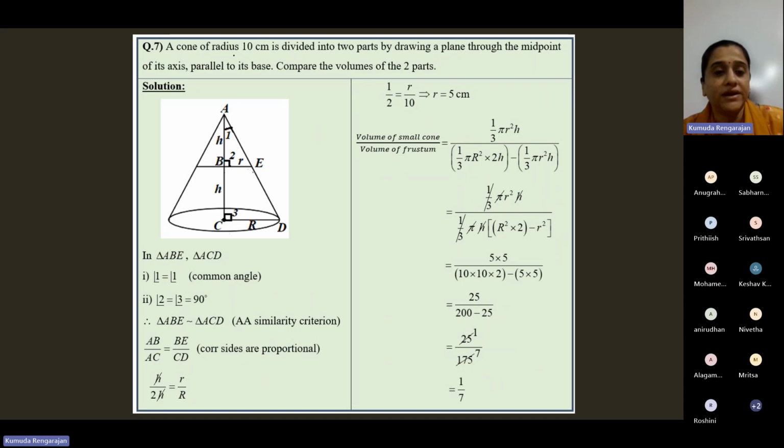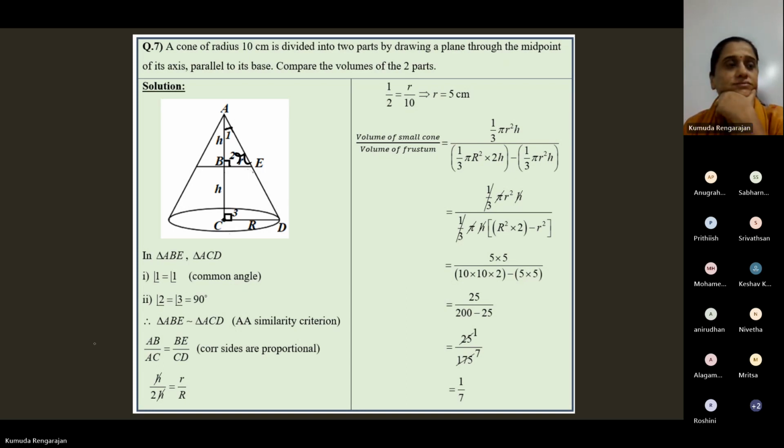We know that the radius of the big cone is 10 centimeters. So 1 by 2 is equal to R by 10. This one is 10 centimeters, because it's given here. Radius is 10. So substitute R by 10, and when you cross multiply and work this, you get R is equal to 5 centimeters. What is 5? The radius of the small cone is 5 centimeters.